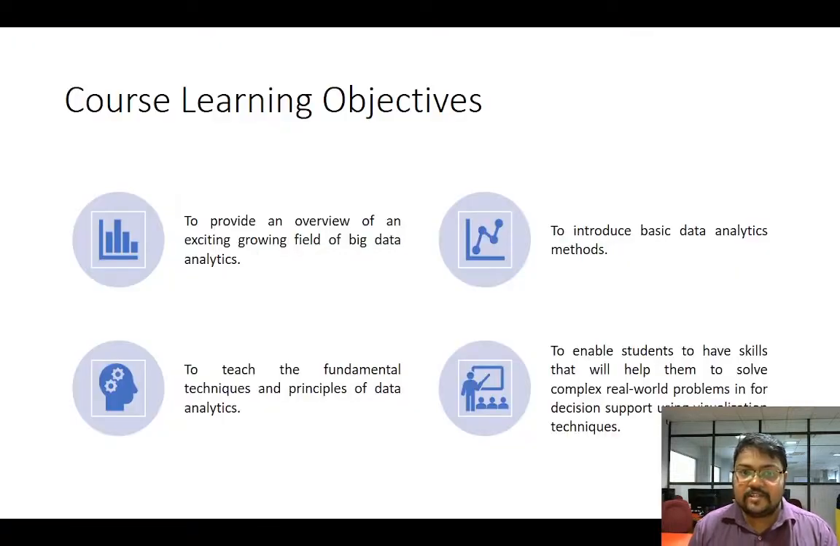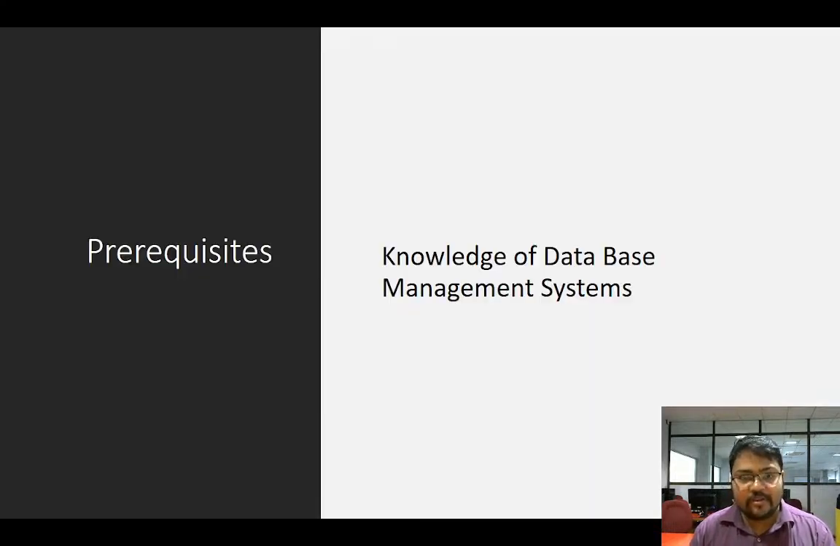The course learning objectives are to provide an overview of the exciting, growing field of big data analytics, to introduce basic data analytics methods, to teach the fundamental techniques and principles of data analytics, and to enable students to have skills that will help them solve complex real world problems for decision support using visualization techniques. The prerequisite for this course is knowledge of database management systems.